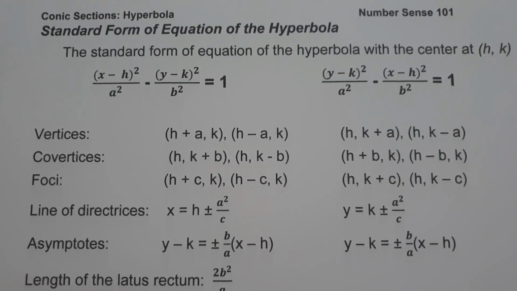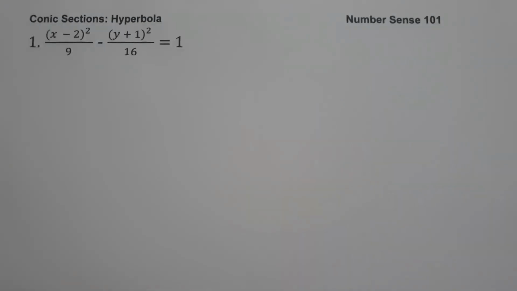So let's start and let's have an example. On the given set of examples, we are going to identify the coordinates of the vertices, co-vertices, foci, the equation of the directrices, the asymptotes of the hyperbola, and the length of the latus rectum. On the first example, we have quantity x minus 2 squared all over 9 minus quantity y plus 1 squared all over 16 equals 1.